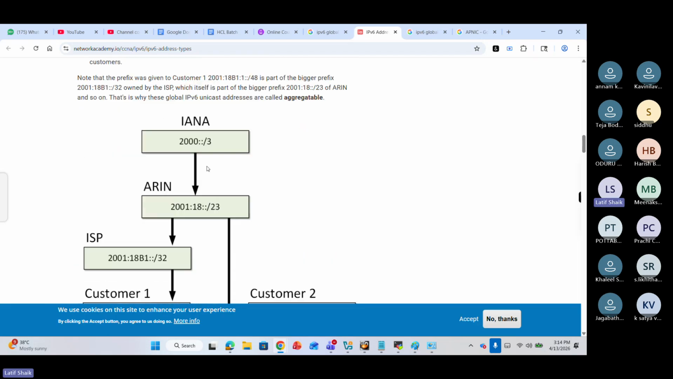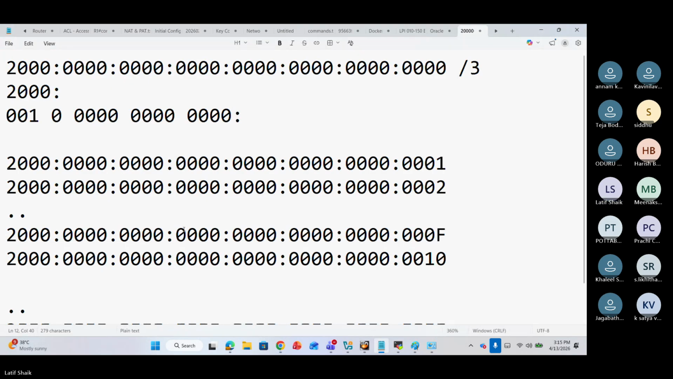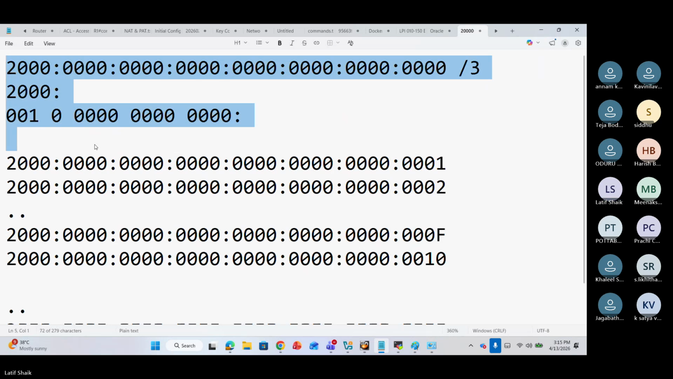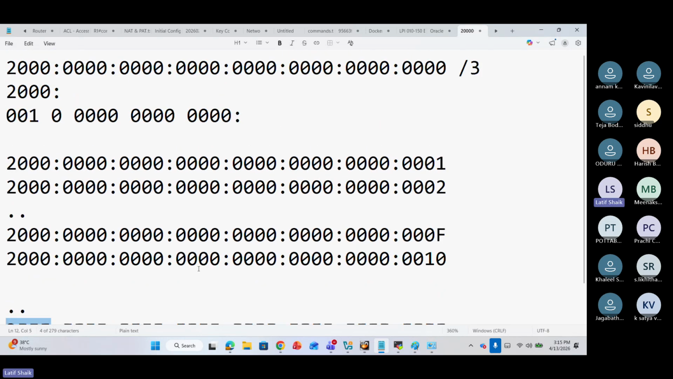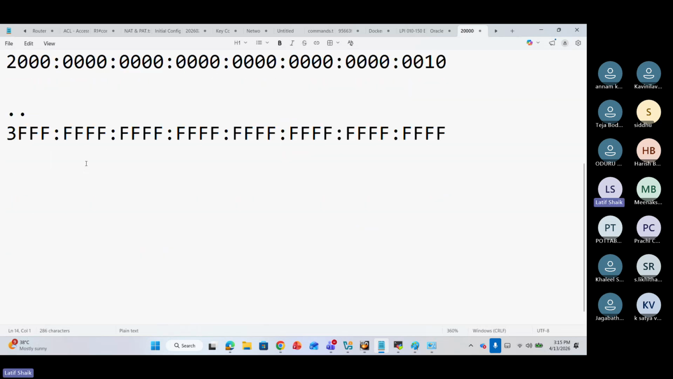I'm trying to explain this. What is this? Actually we see it in the hex region, right? So IANA said the public IP is 2000::/3. It means the total IPv6 range for global unicast is 2000::/3, like this, where we put it here, right? This is the total range, from here to here, and this is the last one. Again, within that range, it divides the ranges based on the regional registries.